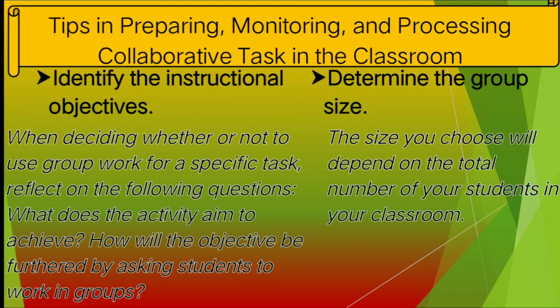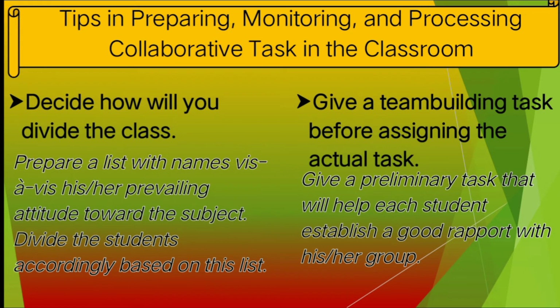If you want to have diverse, productive, active, and cohesive groups, then try dividing your class with 4 to 5 members. Third tip is to decide how will you divide the class.